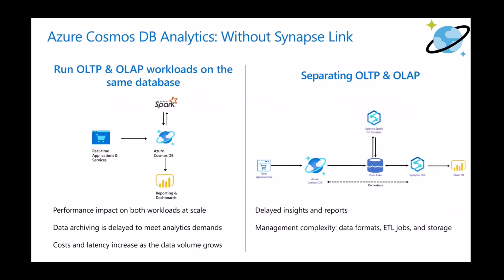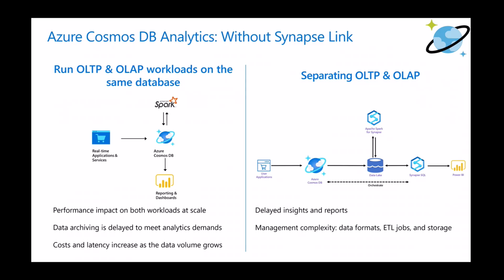Let's look at first how analytical workloads were run without Synapse Link. The simplest example is you run your analytical workload and your transactional workload on Cosmos DB. There are two big problems here. One, both workloads, since they are running on the same compute, they are competing for it and it can lead to performance degradation. Two, the cost of running analytical workload on Cosmos DB can be very high.